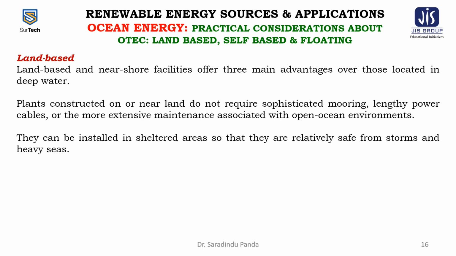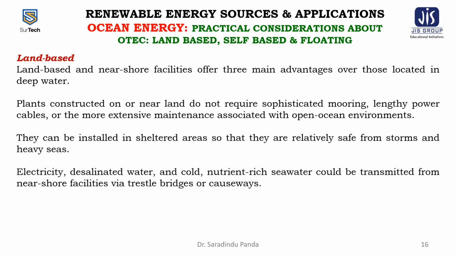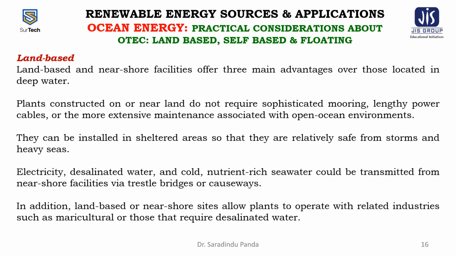Then they can be installed in sheltered areas so that they are relatively safe from the storms and the heavy seas. Electricity, desalinated water and the cold nutrient-rich seawater could be transmitted from near-shore facilities via the textile bridges or the causeways. In addition, the land-based or the near-shore sites allow the plants to operate with related industries such as mariculture or those that require desalinated water.